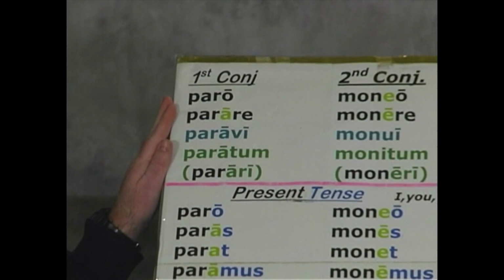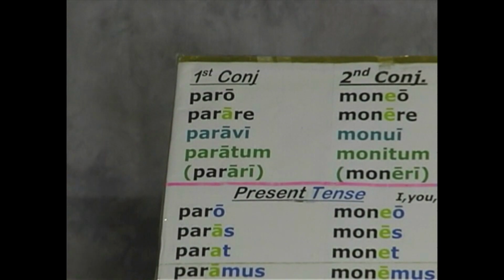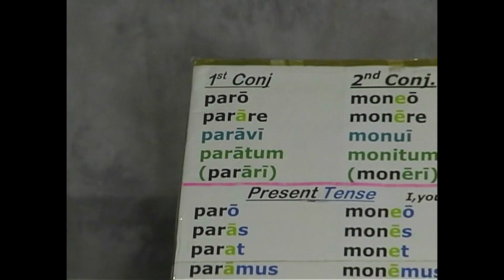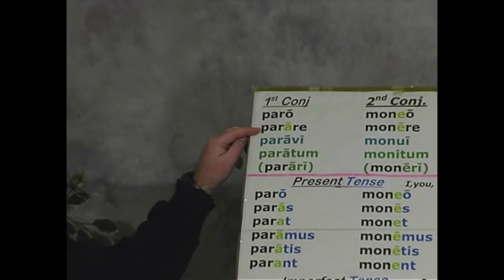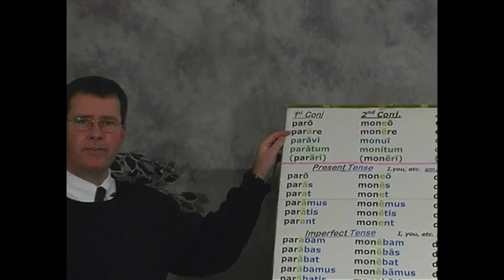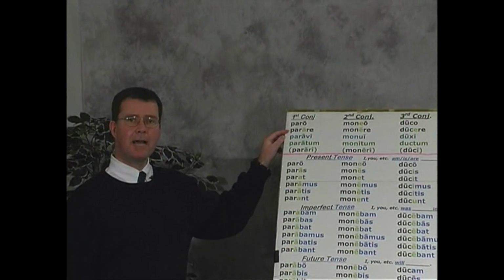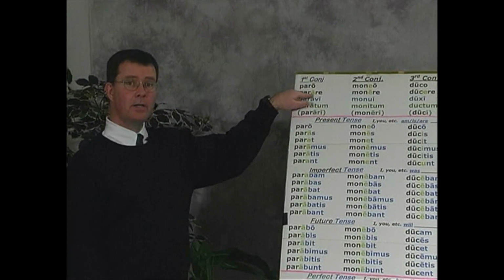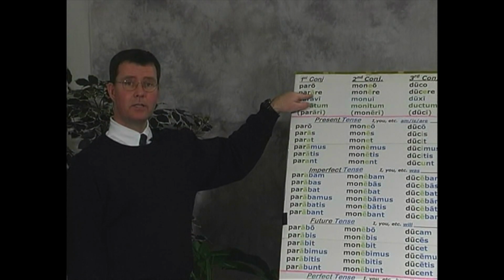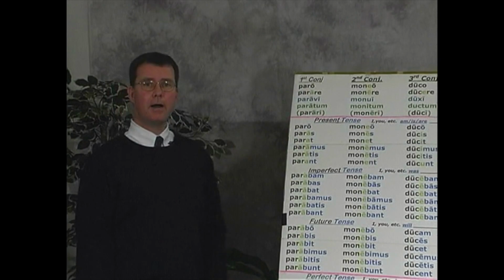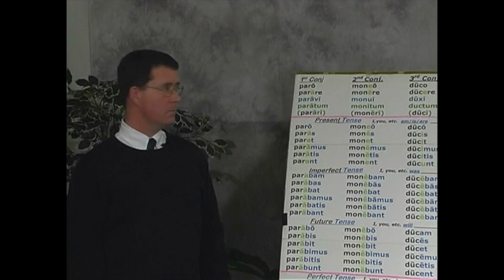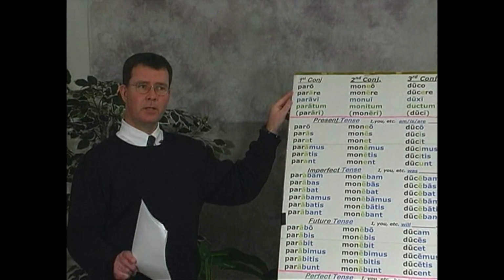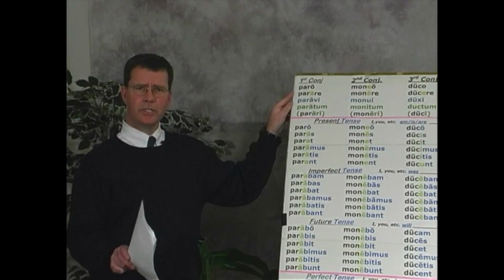This will be our model verb for the first conjugation. How do we know that a verb belongs to the first conjugation? It has an A-R-E in the infinitive. Parare, A-R-E, and that A there is a long vowel. It's a long A. It's pronounced parare. A-R-E in the infinitive indicates that a verb belongs to the first conjugation.